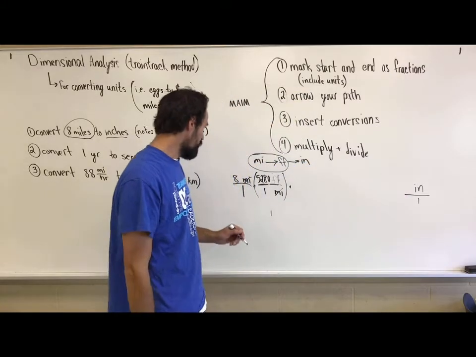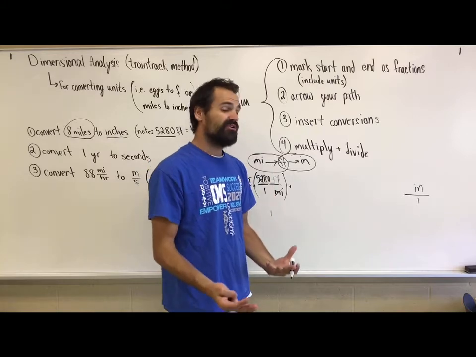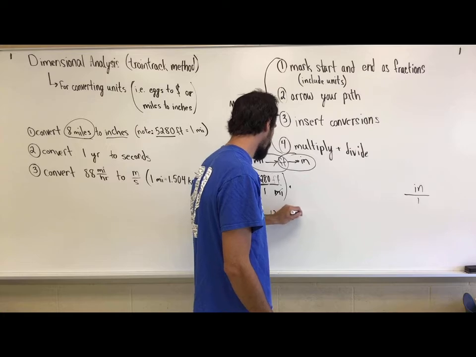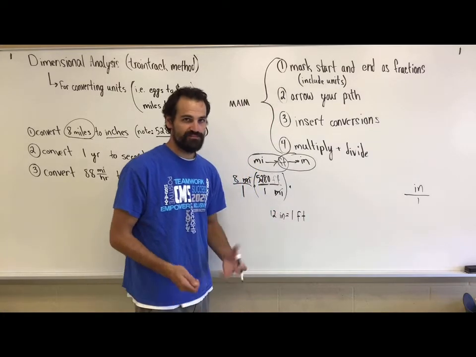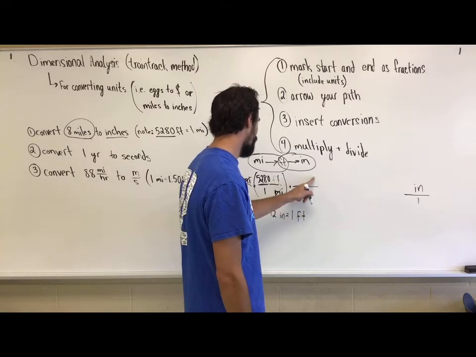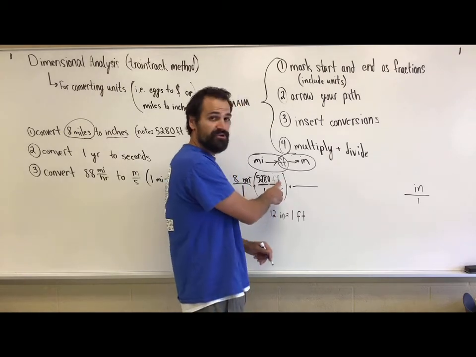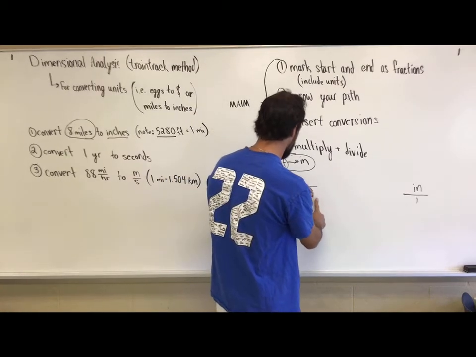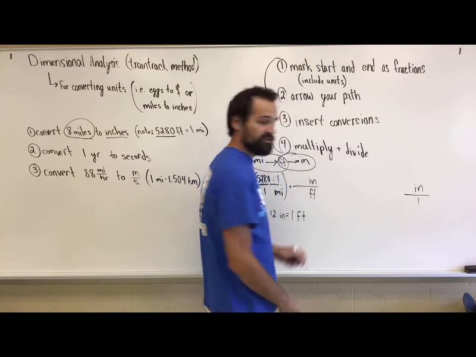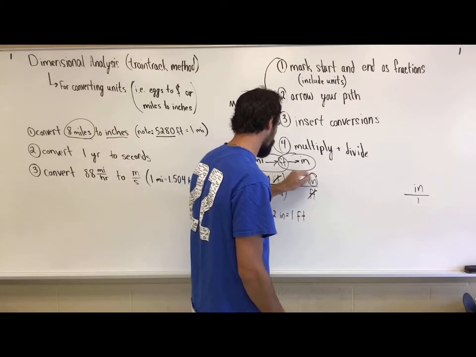We want inches. So now we need a conversion that goes from feet to inches. And how many feet are equal to how many inches? 12 inches equals 1 foot. Easy. But what do we put in the denominator and what do we put in the numerator? Since feet is in the numerator, we're going to want it in the denominator so it'll cancel out. So we're going to go from feet to inches. So now feet's going to cancel out and we're going to be left with inches.